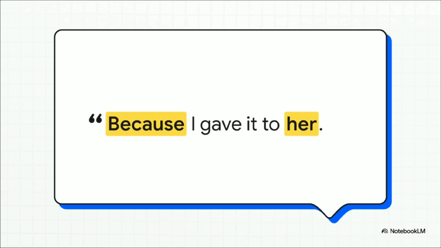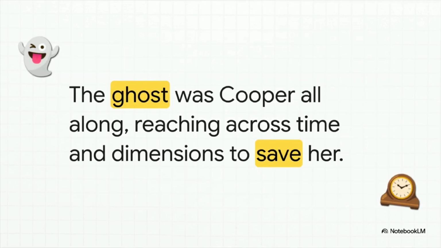And you know what? That confidence pays off, bringing us right back to that ultimate question we asked at the very beginning of this explainer. The adult Murph, drawn by an unseen force, returns to her childhood bedroom and suddenly realizes the truth. The ghost communicating with her through those dust patterns when she was a little girl, it wasn't supernatural. It was Cooper, across time and dimensions, desperately trying to save her. Talk about an aha moment.